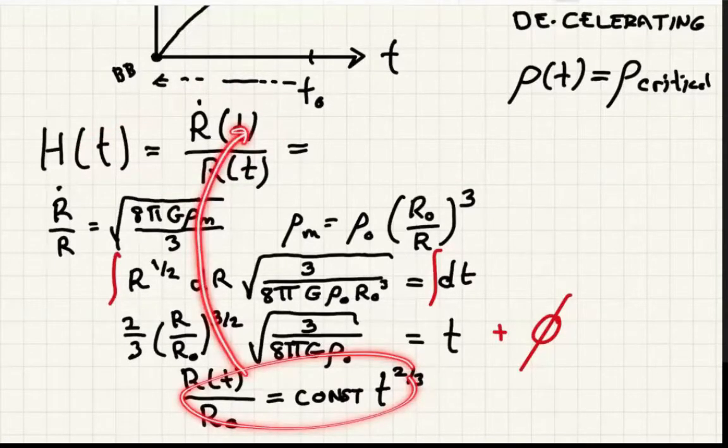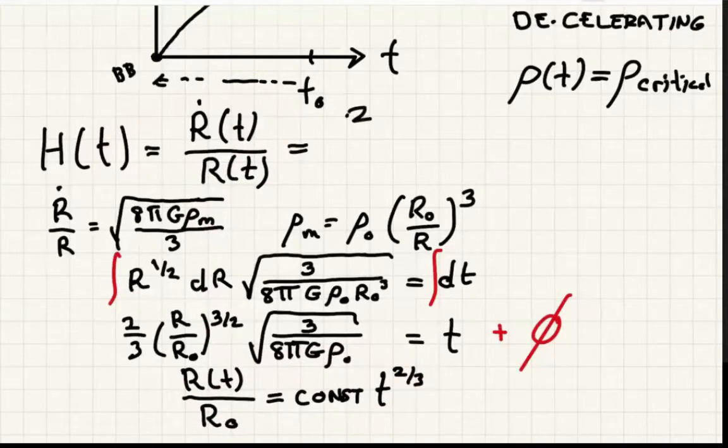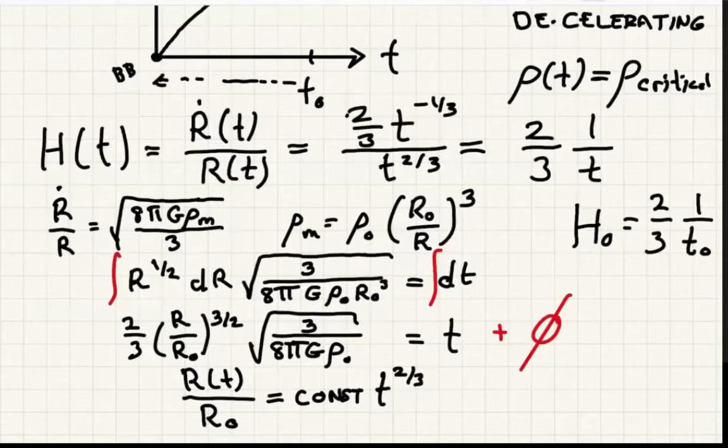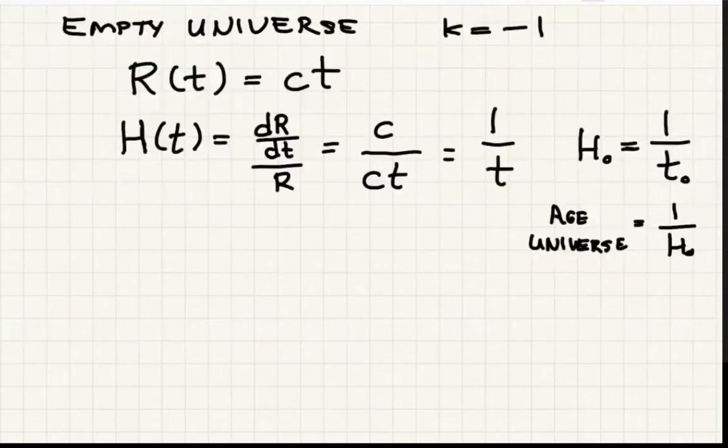So I have to take the time derivative: 2/3 t to the minus 1/3, I think, if I got that right, divided by, what did we have down here? The constant's going to cancel out, t to the 2/3. It's got to have the units of inverse time. Look how simple this comes out to: 2/3 times 1/t. The Hubble parameter today is 2/3 of the age of the universe, similar to what I had for the empty universe, except the empty universe didn't decelerate.